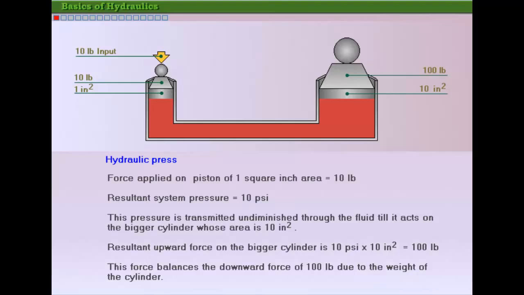A force of 10 pounds is applied to a piston area equal to 1 square inch. The resultant system pressure is then 10 pounds per square inch or 10 psi. This pressure is transmitted undiminished through the fluid and acts on the bigger cylinder whose area is 10 square inches. The resultant upward force on the bigger cylinder is 100 pounds. As you can see, we have balanced the load of 100 pounds with only 10 pounds of input force.